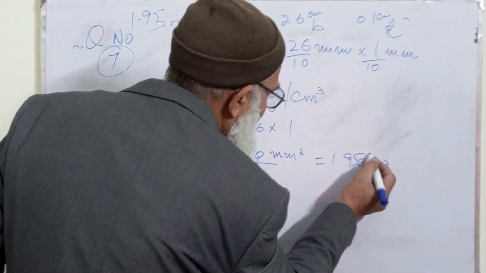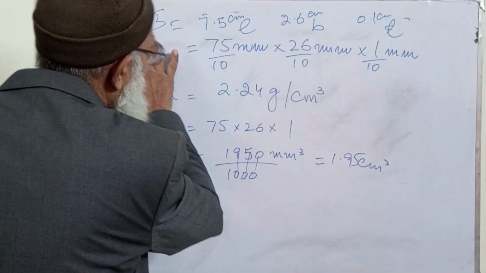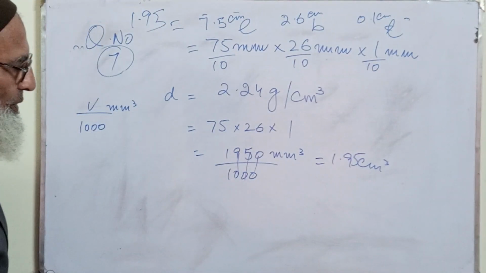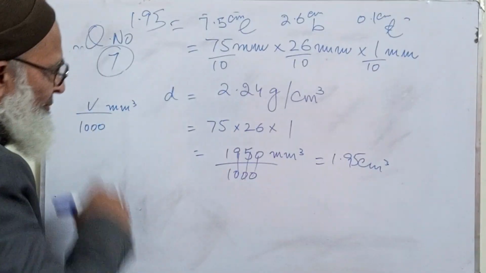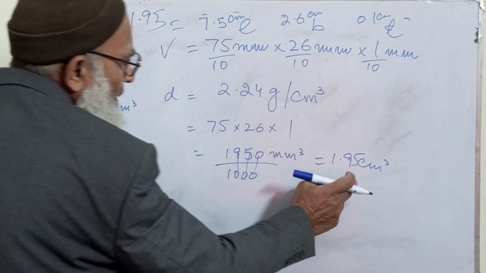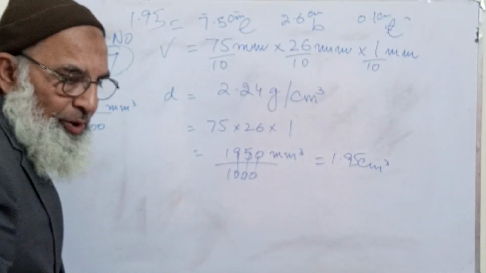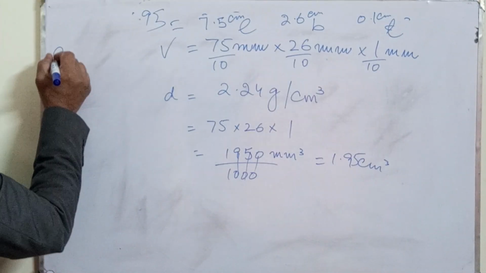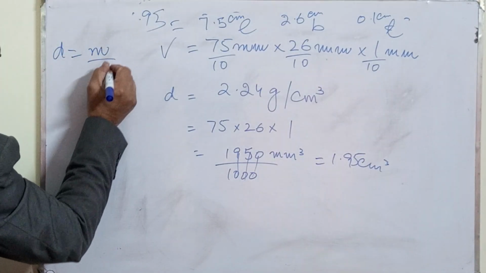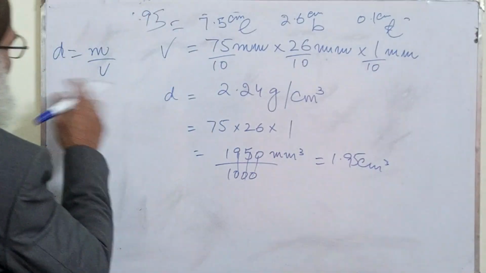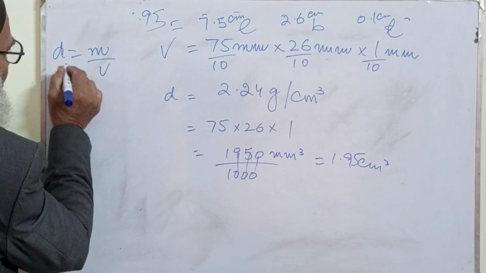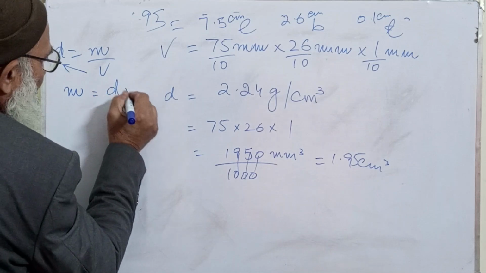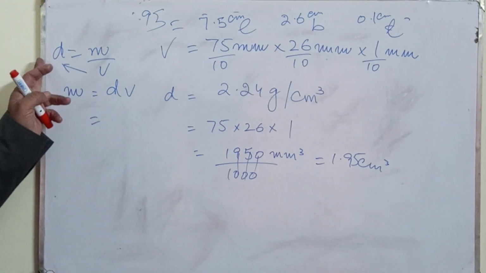Here it was also 1.95. Here it is also 1.95. So we have found the volume 1.95, and density is also given. So D is equal to mass per unit volume. What we have to find is mass. So to find the mass, we just multiply D by V.